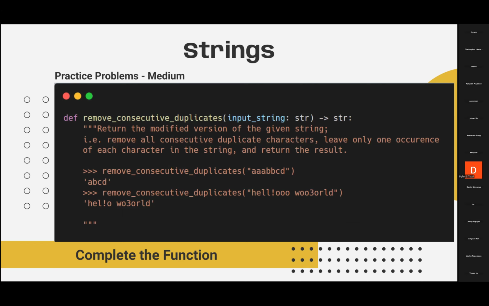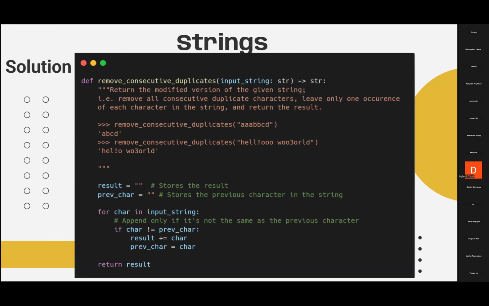And for the second one, when you iterate through the second A, the previous character is A and the current character is A. So they are equal, and you don't want to include this A in the result. So just skip this A and go to the next character and so on. So you will need a variable to keep track of the previous character, which is prev character, and a variable result to store the result. And then you just iterate through the string and keep track of the previous character.